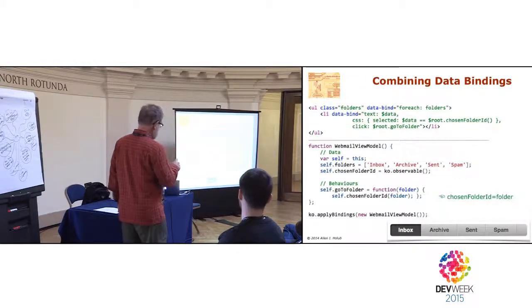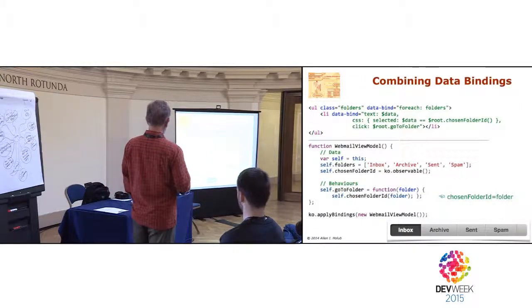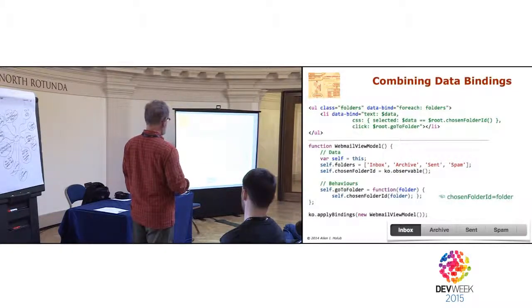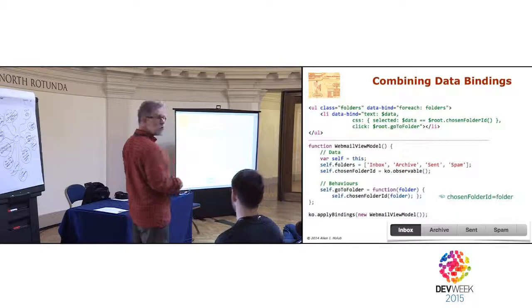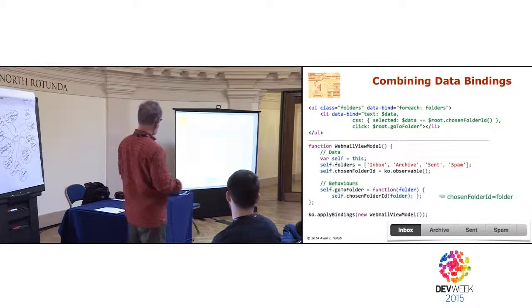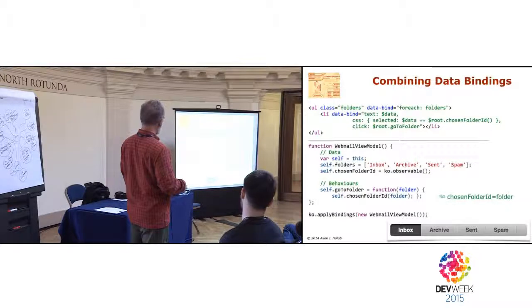The data bindings can be combined. So what am I doing here? I've got a list element inside this unordered list. It has a text binding, which is going to bind the value of some data value to the text object. But it also has a CSS binding, so it's going to pull the CSS set or whatever this function returns. And it also has a click binding. So if somebody clicks on this list element, then we're going to call this function. Again, remember, root is shorthand for the view model.